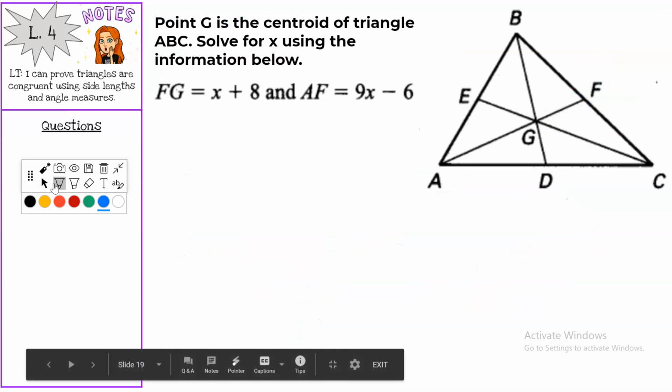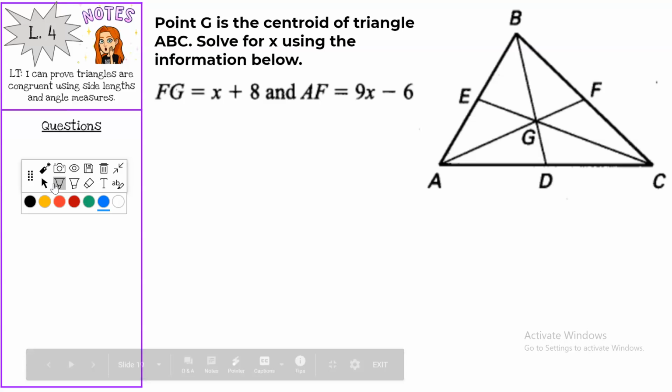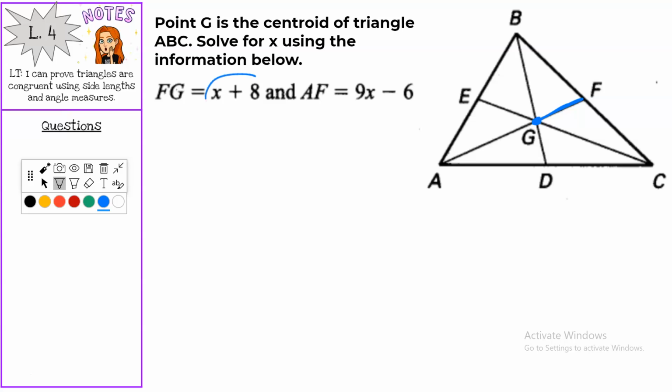So then our next piece, another example: point G is the centroid of triangle ABC. Solve for x using the information below. We have FG, this piece right here, is equal to x plus 8. And then we have AF, the whole piece, is equal to 9x minus 6.